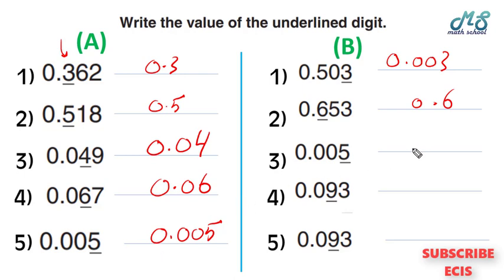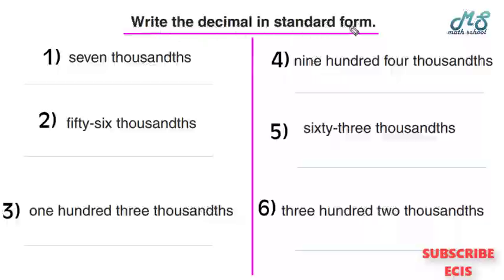Number 3, it's repeated by the same way. We have its value is equal to 5 thousandths. Just write 0.005. 9 in hundredths place, its value is equal to 9 hundredths. How can we write 9 hundredths? Just write 0.09. The value of 9 is what? 9 hundredths. It's repeated.